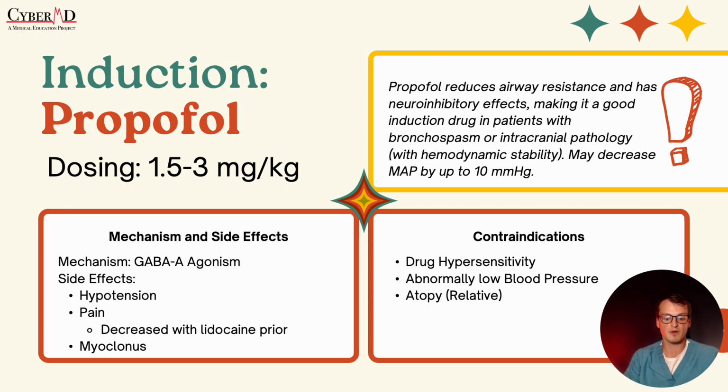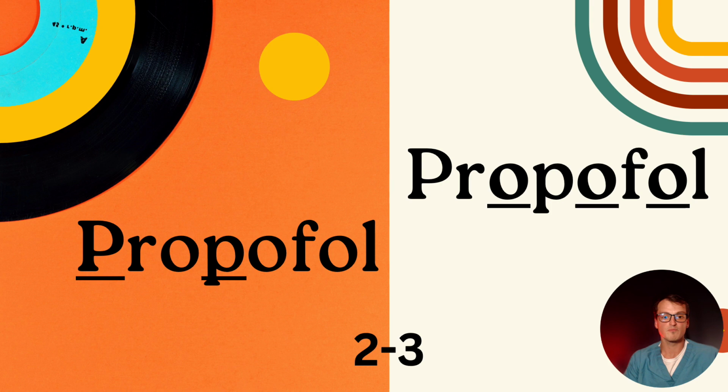And I remember this by remembering that propofol has two P's and three letter O's in its name. So 2 to 3 milligrams per kilogram for the 2 and 3 letter P's and letter O's respectively that are in its name.